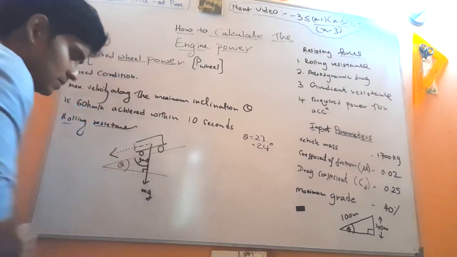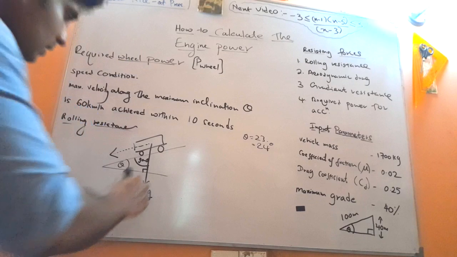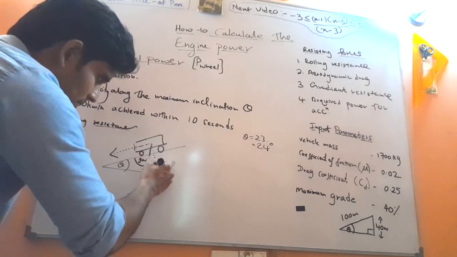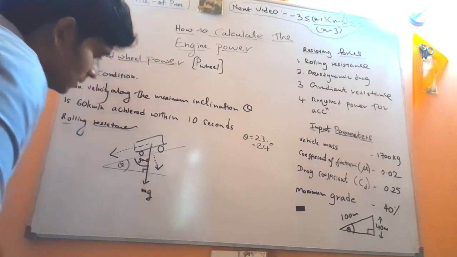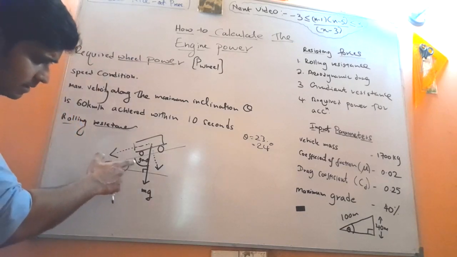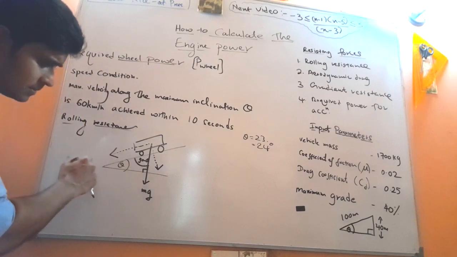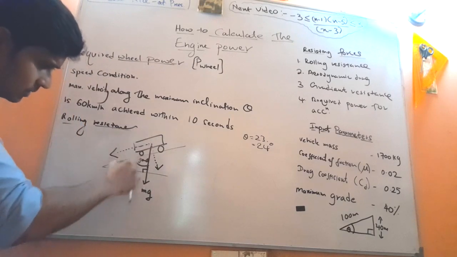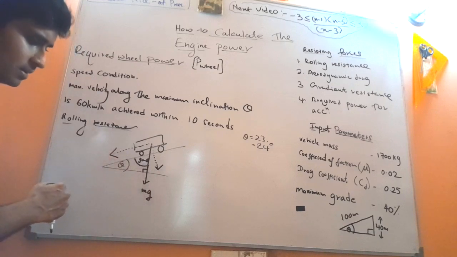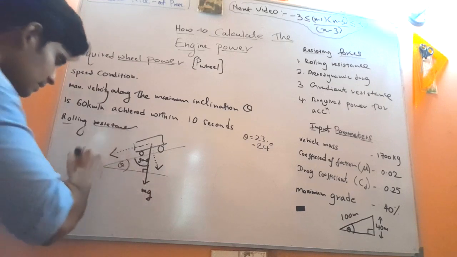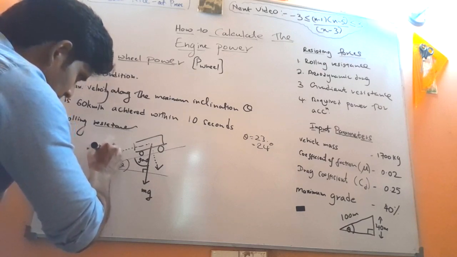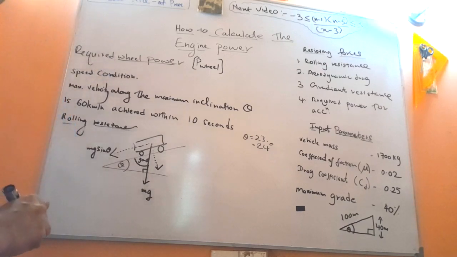This is the horizontal component and this is the vertical component, right? Now if this is the angle 90 minus theta, and this is the weight, what is this component? Mg cos(90 minus theta). So that is Mg sin theta. Mg sin theta, okay?